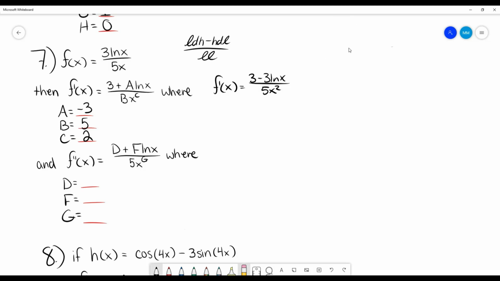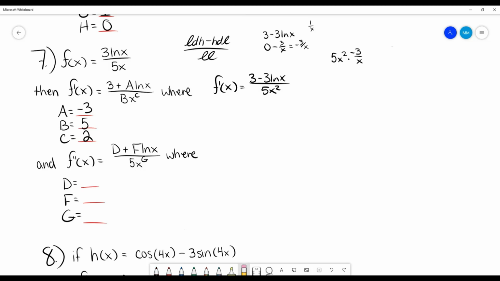All right, now we need to take our second derivative. So we're going to take the derivative of this, which again, take our low, d high, minus high, d low, over low, low. So we take our lower term. It's going to be 5x squared times the derivative of our higher term. So that's 3 minus 3 natural log of x. Well, I know the derivative of 3 is 0, so it turns into a 0 minus derivative of natural log of x is 1 over x. That's a 3. So that's just negative 3 over x.